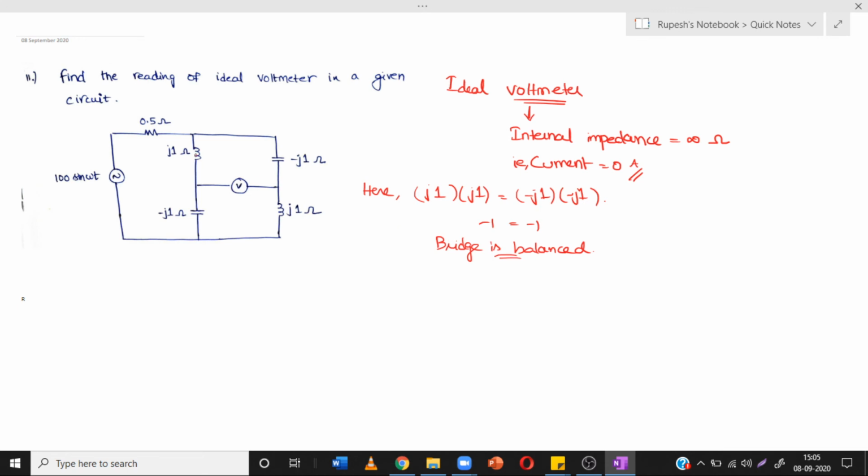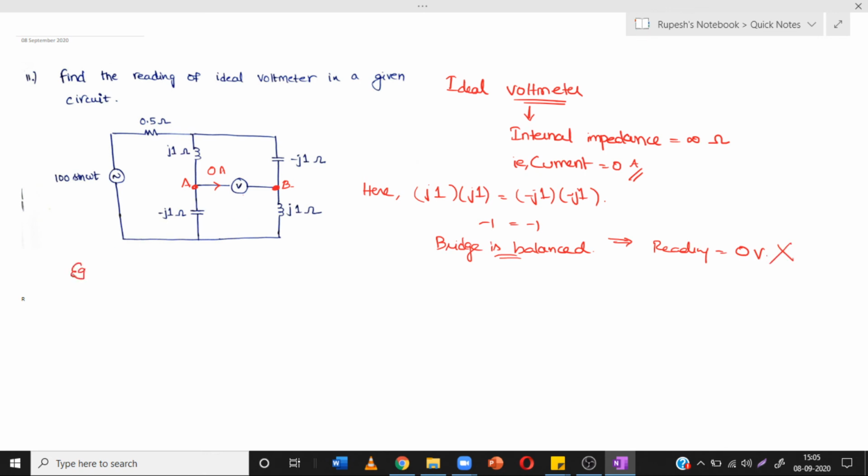If the bridge is balanced, normally in the Wheatstone bridge, through these 2 points, there must be zero current. Is it true? Yes, there must be zero current flowing through this. That means the point A and point B must have the same potential, and the reading of voltmeter should be 0 volts. But that is not true here. Okay, I will explain the reason.